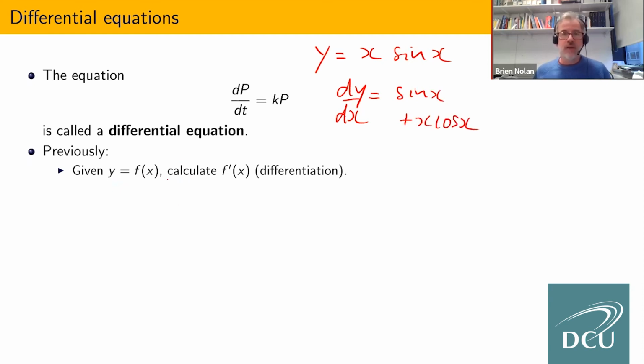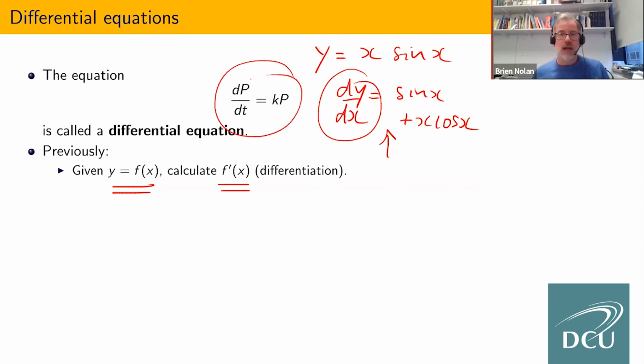So previously we had situations where we know what the function y equals f of x is, and for some reason or other we need to calculate its derivative. Maybe we're solving a max-min problem or something like that. Okay, so we've seen equations like this one that I've just written down. We've seen equations that have dy/dx in them, but the status of this equation that we're looking at now is very different.